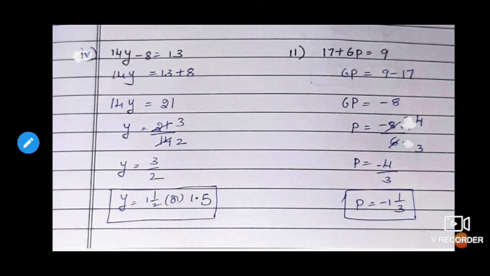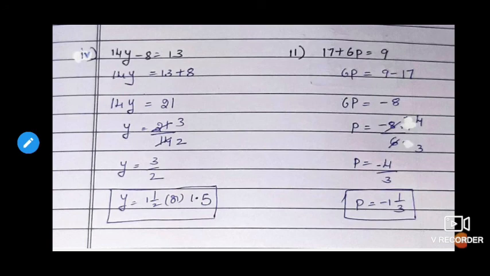Next, 17 plus 6p is equals to 9. Here children, I want the value of p. Our variable is p. So I'll keep the p this side and remaining all I'll send to that side. Now plus 17, if it will go that side, it will become minus 17. So 6p is equals to 9 minus 17. Now 6p is equals to minus 8.